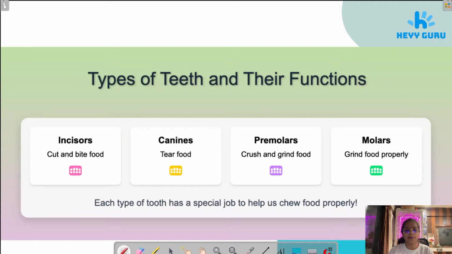Now let's come to the types of teeth and their functions. We have four types of teeth. First, incisors. Incisors are the front teeth, which you use to bite anything. Then there are canines, which tear the food. Tearing the food means this front teeth is incisors, and then canines are beside those teeth. If you want to take a bite, you tear it like this.